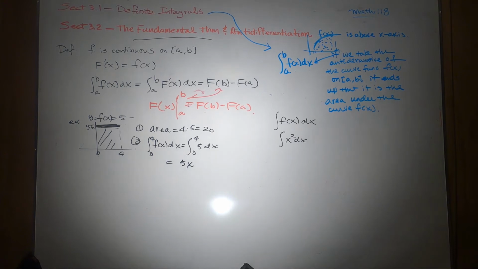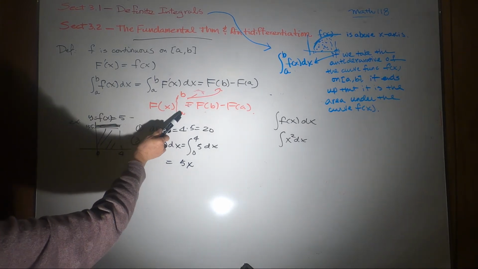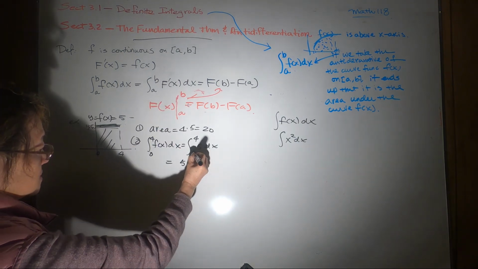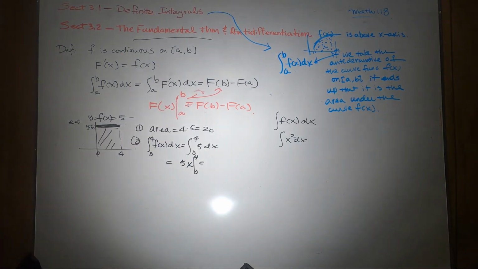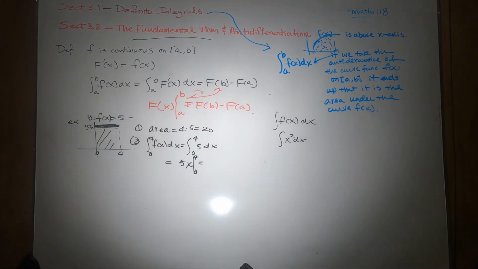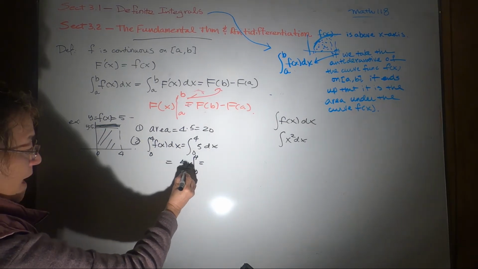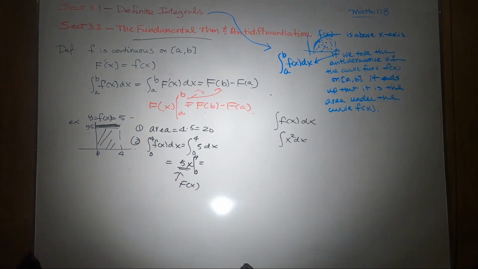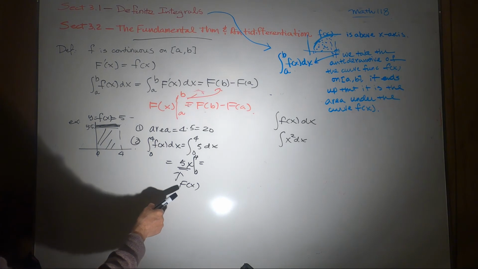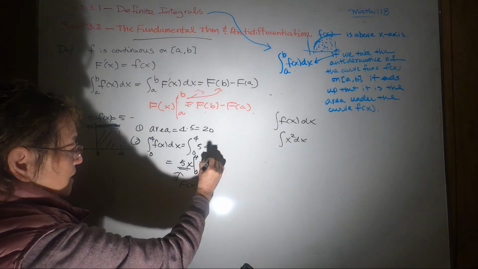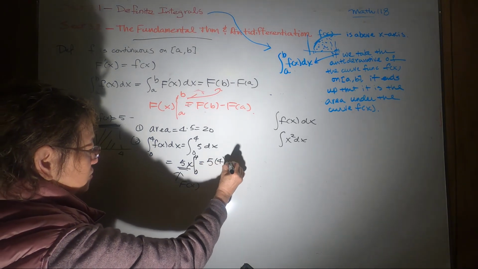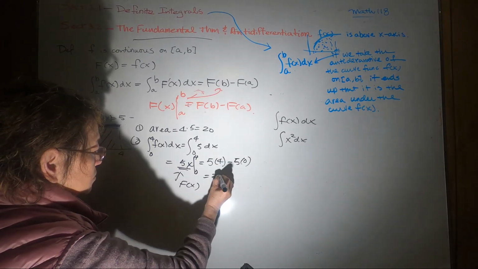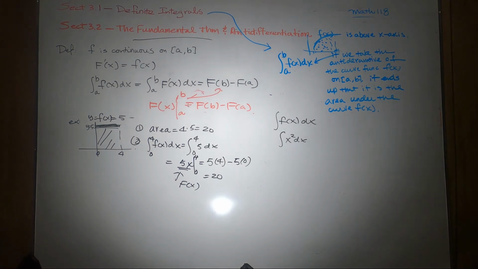Then if I use this symbol from point A to point B, from time A to time B, from time 0 to 4, okay, so that's my big F of x, the antiderivative. Then I plug in, and it will be 5 times 4 minus 5 times 0, and I get 20.